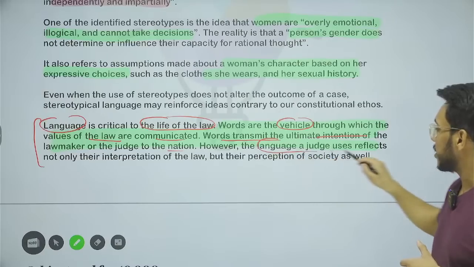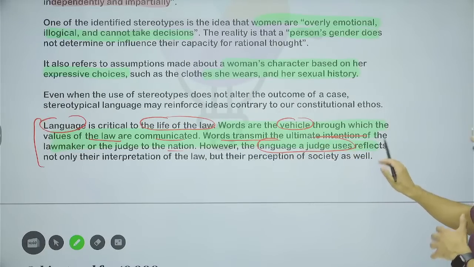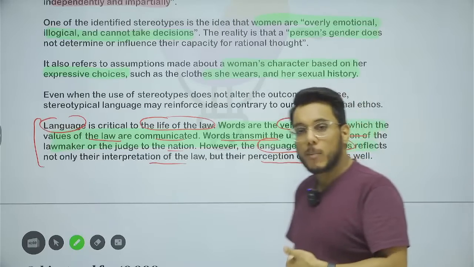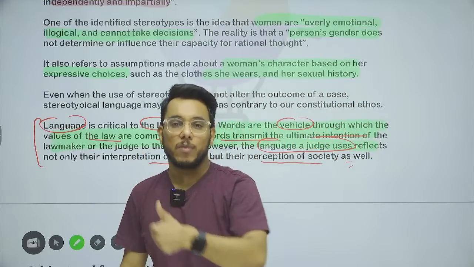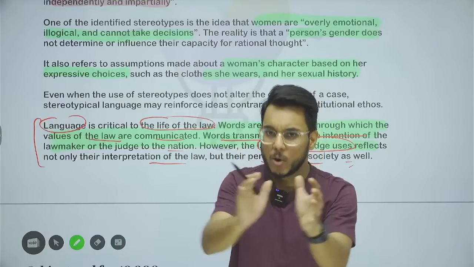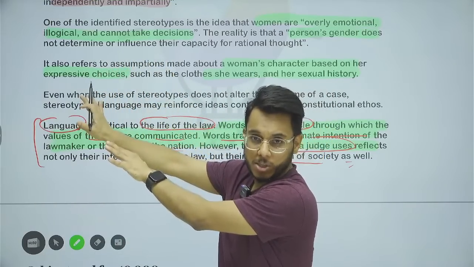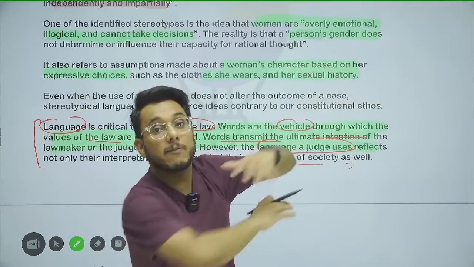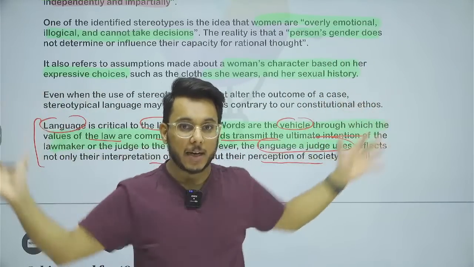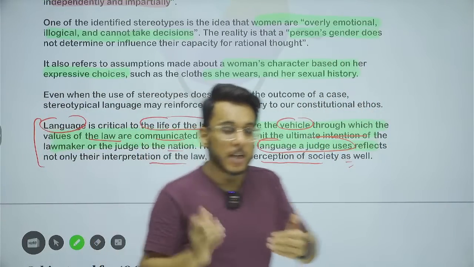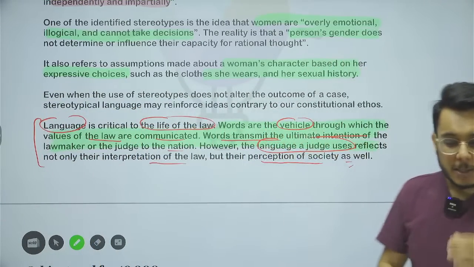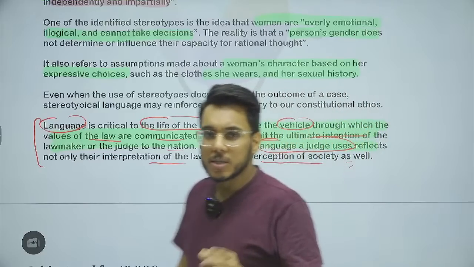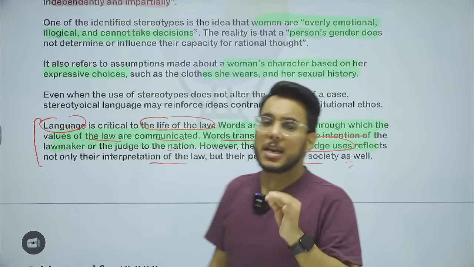The language of a judge reflects not only the interpretation of law, but the perception of society as well. If a common man uses a particular type of words, it might be called an individualistic view. But if a judge or a lawmaker says something, that is the view of the entire society, the entire country. So the words used by judges need to be carefully chosen, and no derogatory words, prejudices or stereotypes should be there in the language of the judges.